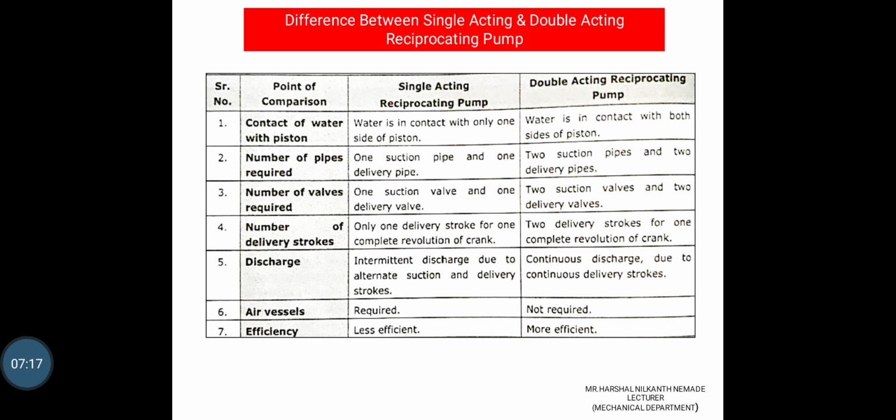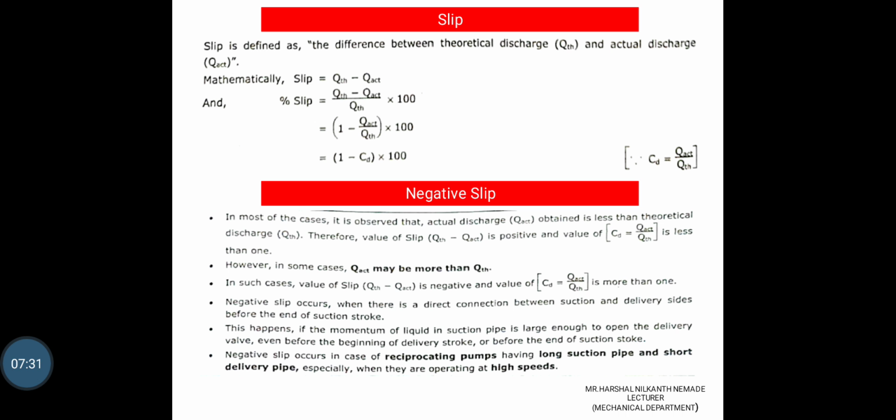The differences between single acting and double acting reciprocating pumps are given as some points of comparison: conduct of water, number of pipes, number of valves, number of delivery strokes, discharge, air vessels, and efficiency. Okay, you may see slip.